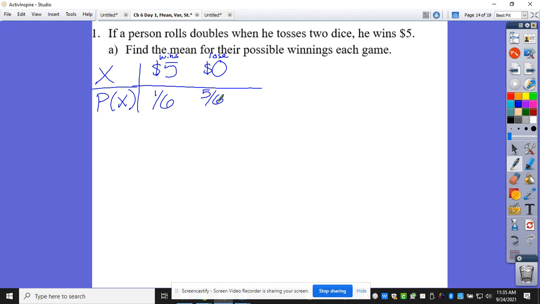So now I can do this for the possible winnings. Now, if I'm just doing 2 things multiplied together and one of them is 0, I'm probably not going to waste my time to go through the table in the calculator. So mu of x, what would I write? I'm multiplying. So it's my first x value, 5. I'm multiplying 5 times 1/6. I'm doing what in between? Adding it to, well, what's 0 times anything? So what's my answer going to be?